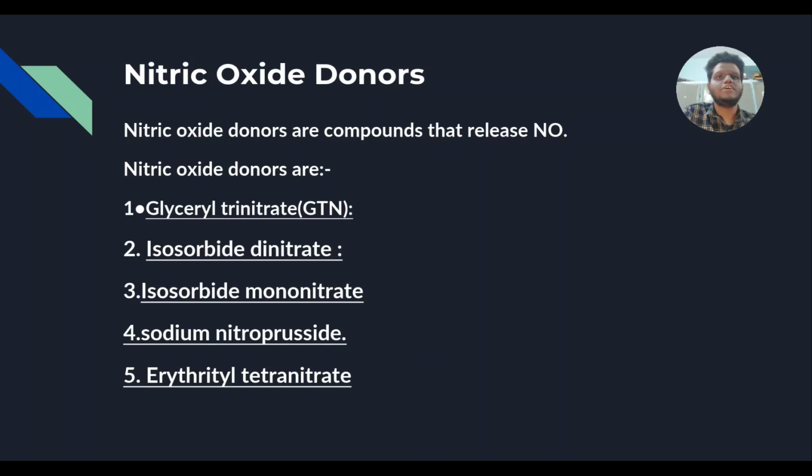Now we are going to study the names of nitric oxide donors. Nitric oxide donors are the compounds that release nitric oxide. The names are glyceryl trinitrate, isosorbide dinitrate, isosorbide mononitrate, sodium nitroprusside and erythritol tetranitrate.